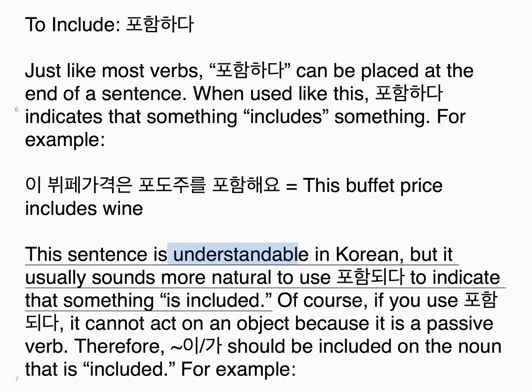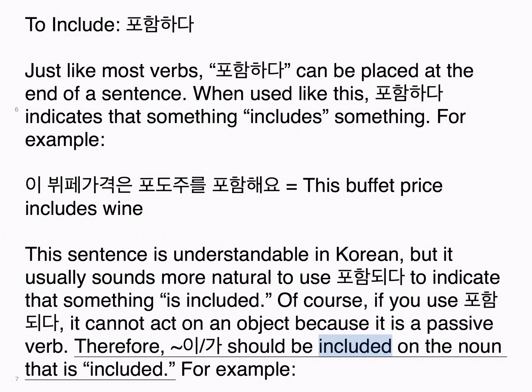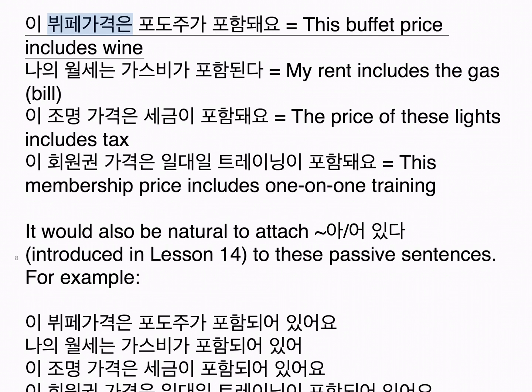This sentence is understandable in Korean, but it usually sounds more natural to use 포함되다, to indicate that something is included. Of course, if you use 포함되다, it cannot act on an object because it is a passive verb. Therefore, 이/가 should be included on the noun that is included. For example, 이 뷔페 가격은 포도주가 포함되어요. This buffet price includes wine.